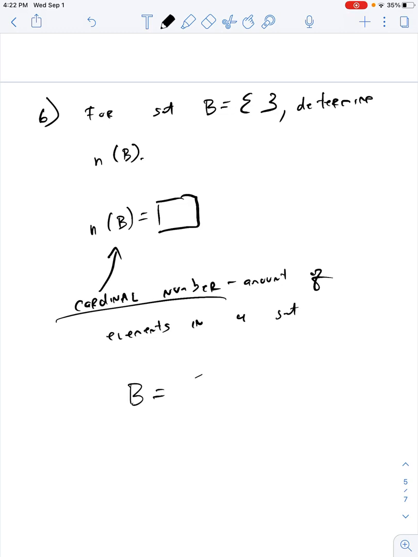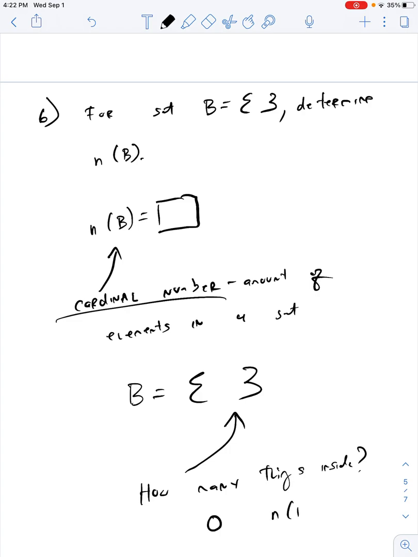Well, our set B has this set. How many things are in there? There is none. Therefore, our answer is 0. There are no elements in that set. Nice example, number 6.